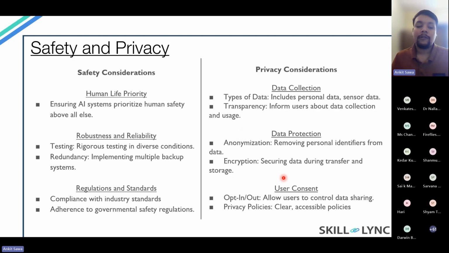User consent is also important. Users should have a say in whether they want their data to be controlled or not. And this should be clearly defined, and these policies should be clearly accessible to everyone to read through.